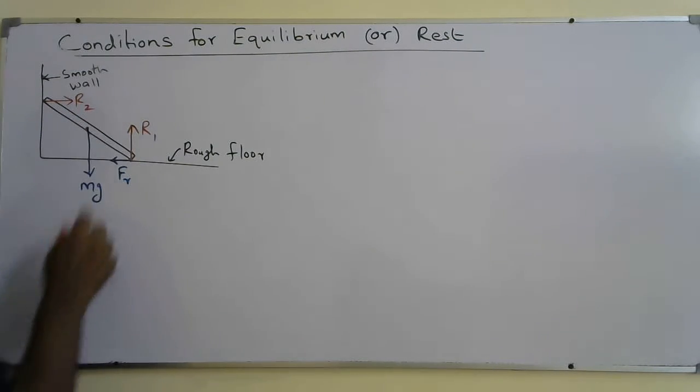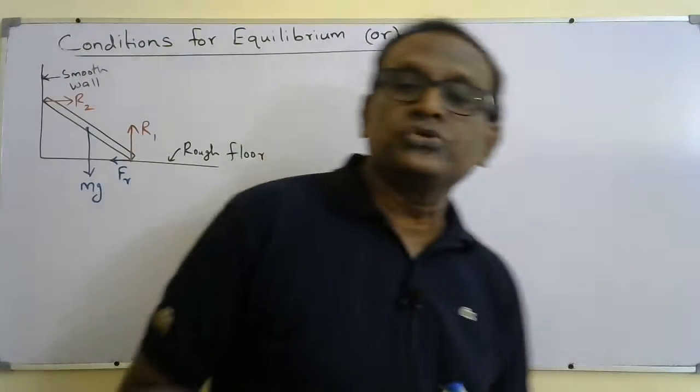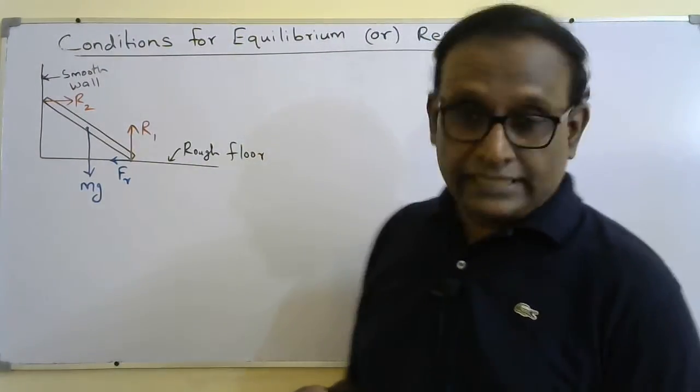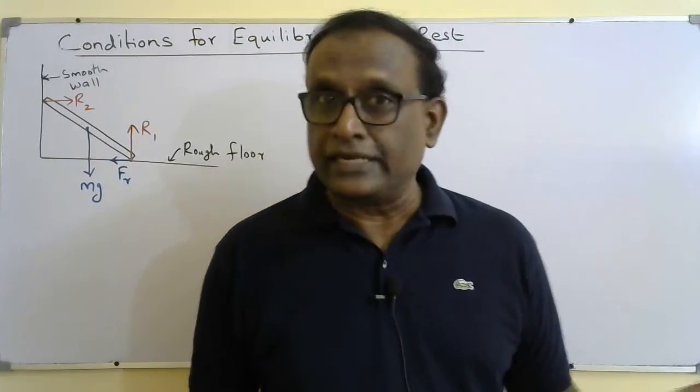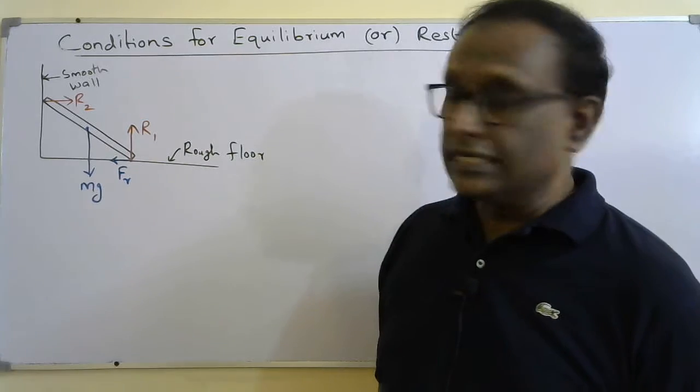So there are how many forces? 1, 2, 3, 4 forces acting. What's the condition? How should they act? The 4 forces, will they meet at one point? I said 3 non-parallel forces should meet at one point. What about these 4 non-parallel forces? Okay, how to convert this?